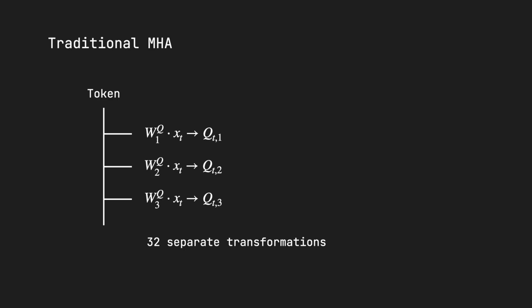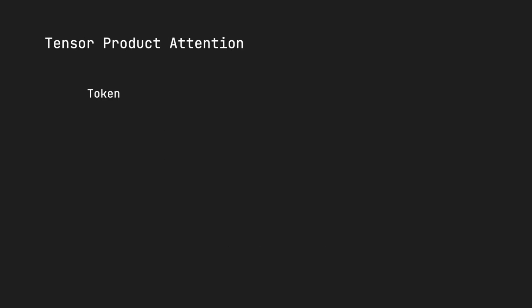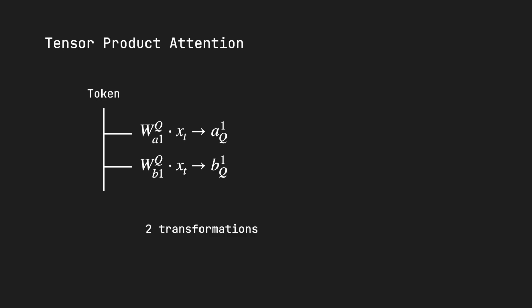in tensor product attention. So the architecture in TPA is that you have a token, and what you're calculating is basically two things. One is the B factors, and then the other thing is called the A factors. And we'll look at what this is. So these are two transformations that we're going to do, which significantly reduces the memory overhead.